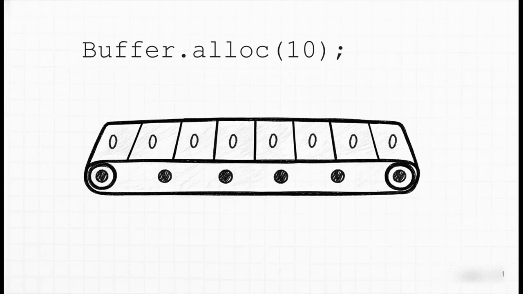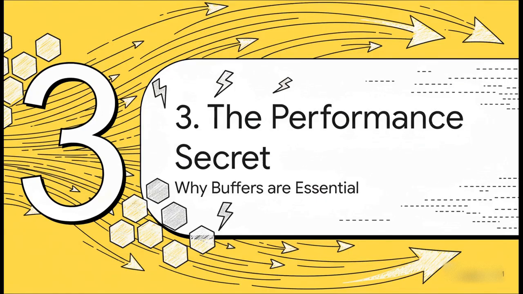And creating one is super straightforward. When you write something like const buffer = Buffer.alloc(10), what you're really doing is telling Node, hey, set up a brand new assembly line for me. Make it exactly 10 bytes long and make sure it's clean. And Node does just that. It gives you a buffer filled with zeros, totally empty and ready for whatever data you want to throw on it.